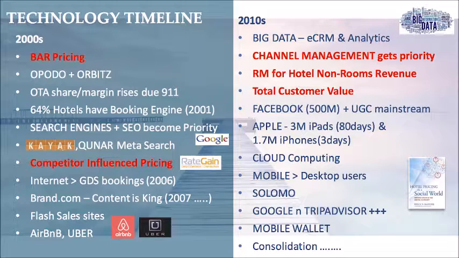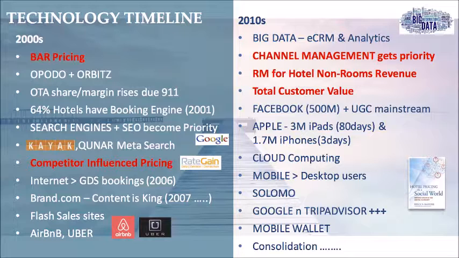Then mobile now exceeds desktop users, as we heard 2 years ago, and it's all about social, local, and mobile. Then Google and TripAdvisor, I put it as plus, because now the question is, it's not just simple search, but they're really coming into the world of travel and the ability to facilitate the booking. And then mobile wallet would be the next area, where you have everything that can facilitate the payment right up front. And then consolidation, of course, is the next thing that we're hearing.